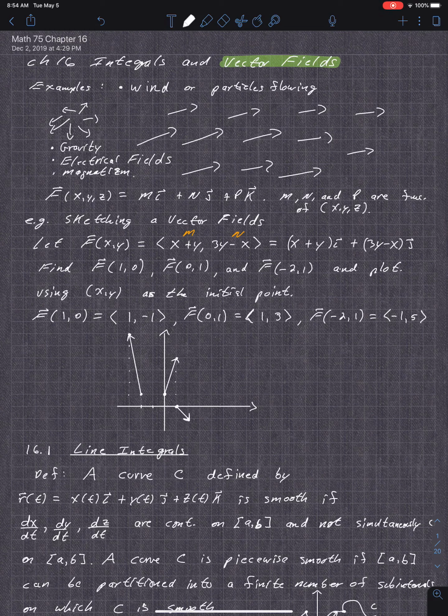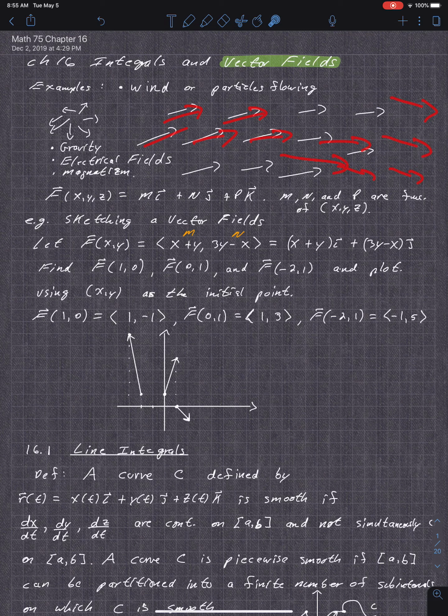Let's get started on chapter 16, which is on vector fields. The whole chapter is what's called vector calculus, or vector analysis, at least the beginning concepts of that. So, an idea, first of all, of a vector field, a simple one to think about is wind and particles moving or flowing. So you have these vectors that look like this, and it might start changing directions a little bit.